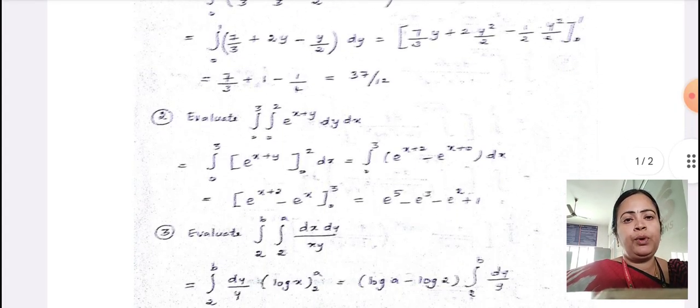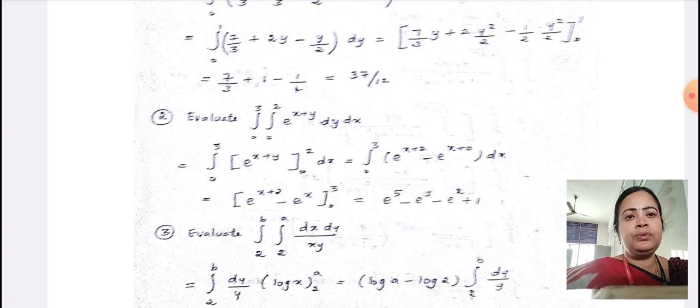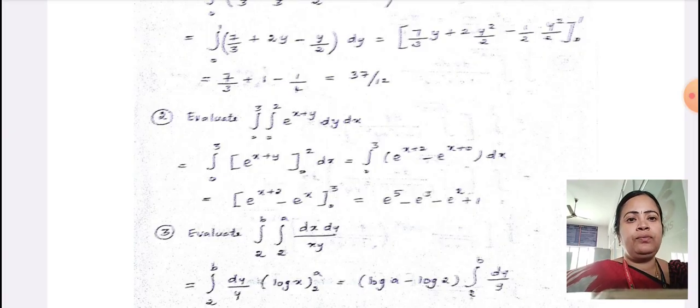Now the second problem, evaluate integral 0 to 3, integral 0 to 2, e power x plus y into dy dx. So let us split this integral, that is e power x into e power y dy dx. When you integrate this, you get e power x plus y between the limit 0 to 2 into dx. So for upper limit you get e power x plus 2, minus for lower limit you get e power x plus 0. So e power x plus 2 minus e power x into dx.